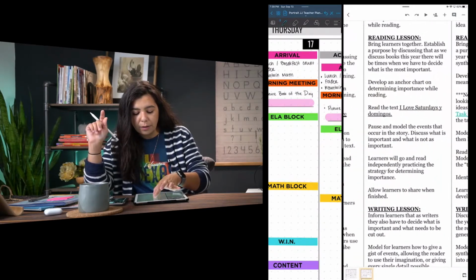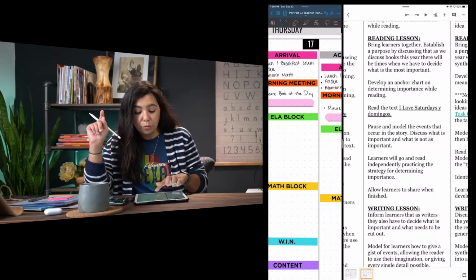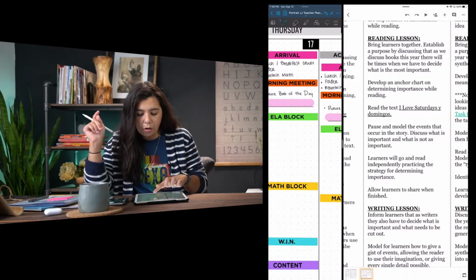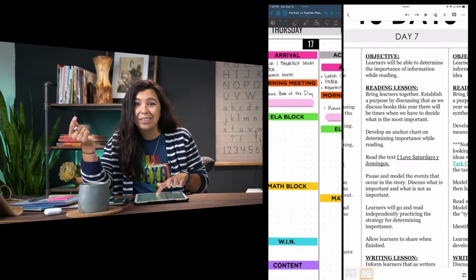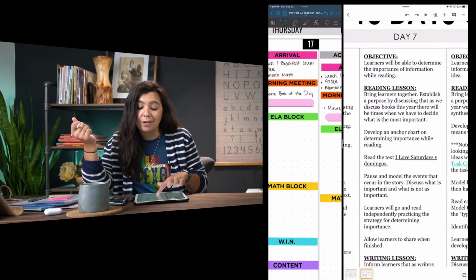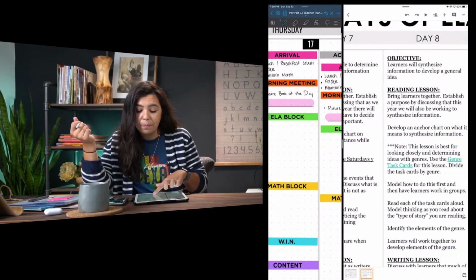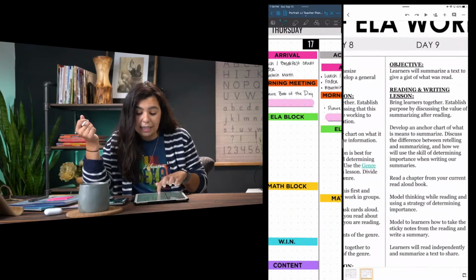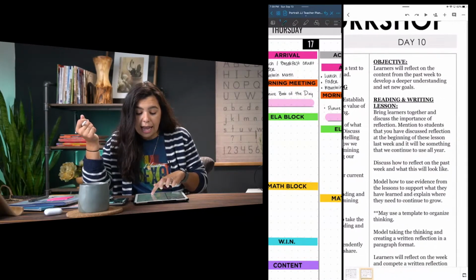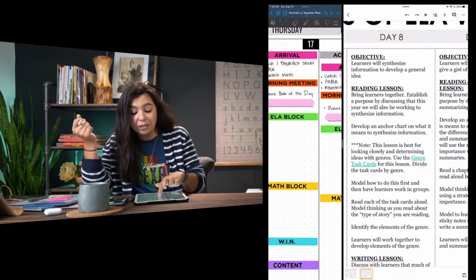So here's this one. I Love Saturdays y Domingos is going to be about, what's my objective? Determine the importance of information. That's really important in 5th grade, so I might want to keep that one. This one is going to be synthesizing information to develop a general idea, summarize, and then reflect.